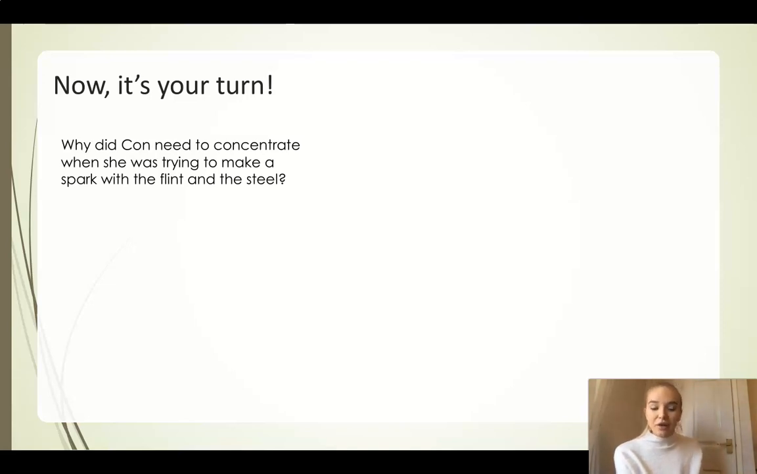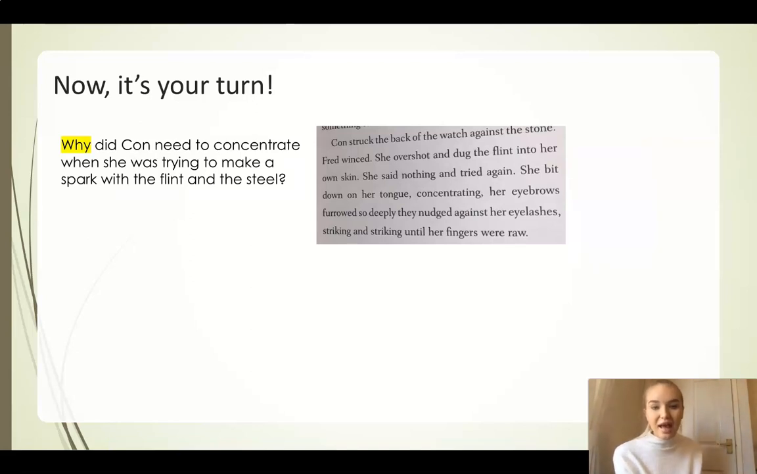Okay, so you will have noticed again, it's a why question. It's asking you to explain your answer using the word because. So you might have found in the text the area where Con had to concentrate. So you can see here, she was concentrating, she bit down on her tongue, her eyebrows furrowed. Now you may have noticed that earlier on, using your prior knowledge, she accidentally dug the flint into her own skin. Now, do you think that would hurt her? I think it would hurt her too. So she needed to concentrate when she was trying to make a spark because she knew that she'd already hurt herself the first time and she didn't want to hurt herself again.